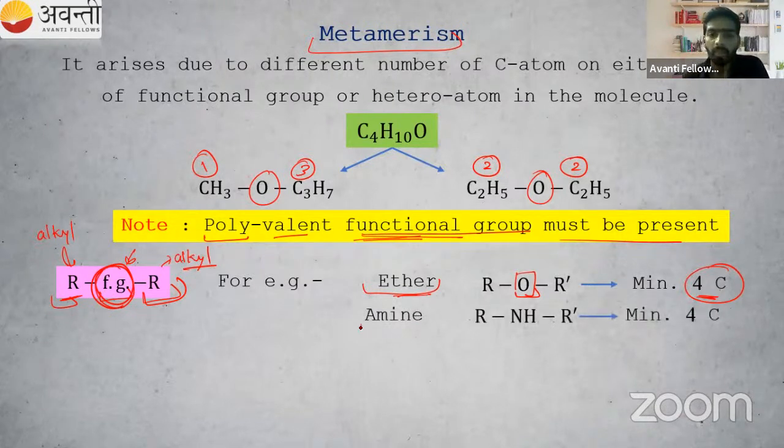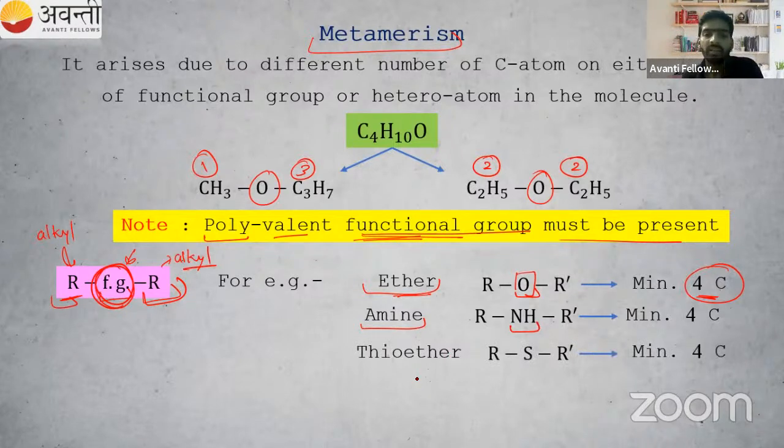And then for the amine also same. You are having NH as a functional group, and again if you count the right side and the left side of the functional group, you should have minimum 4 carbon. If there is minimum 4 carbon, then it is a metamerism. Then again thioether. What is the meaning of thioether? In between you will have sulfur as a functional group, and on both sides an alkyl group. So again, if you count the number of carbon on the left side and right side, you should have a total of 4 carbon. Then it is going to be a metamerism.